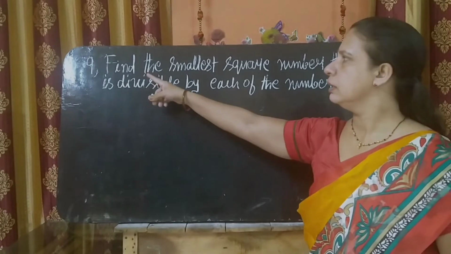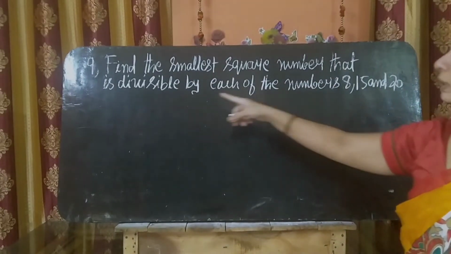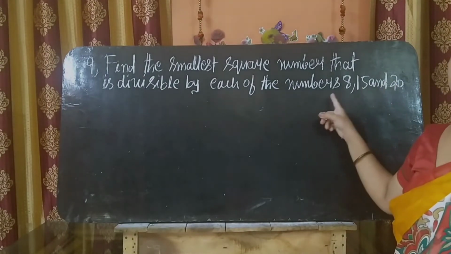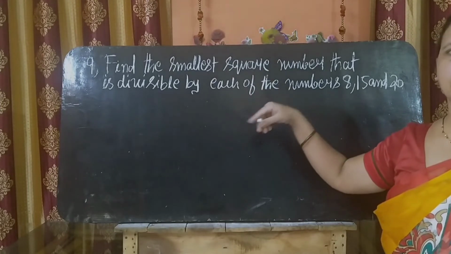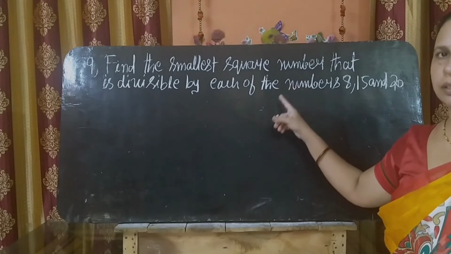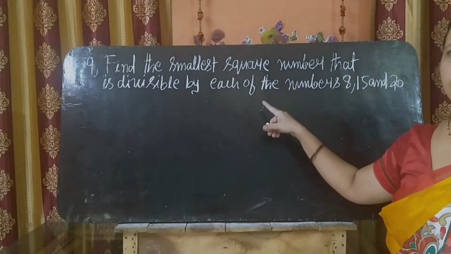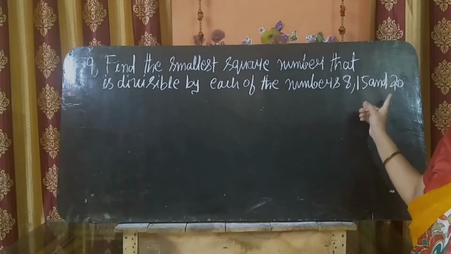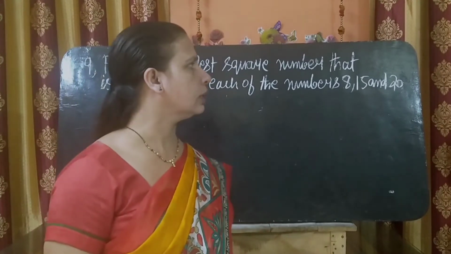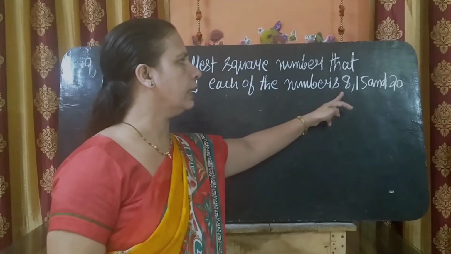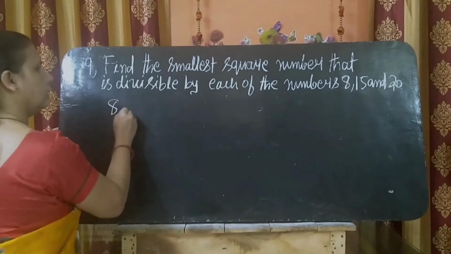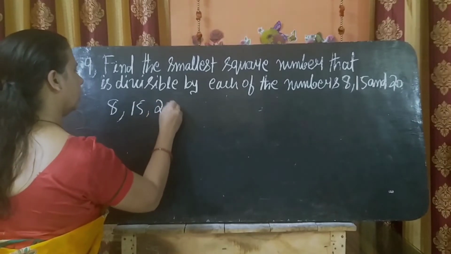Ninth question is, find the smallest square number that is divisible by each of the numbers 8, 15 and 20. We have to find out the smallest square number that is completely divisible by 8, 15 and 20. Children, how to solve this question? We have to take the LCM of 8, 15 and 20.